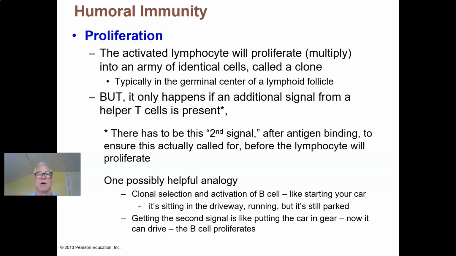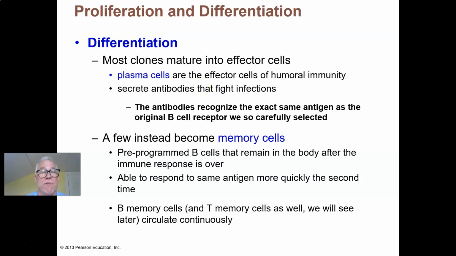Now we have an army of cells with the right kind of receptor, and it turns out that those cells will then differentiate into plasma cells that will produce antibodies, and the antibodies, importantly, will have recognition sites on those little Y-like tips that are identical to the cell receptor that we used to select that B cell in the first place.